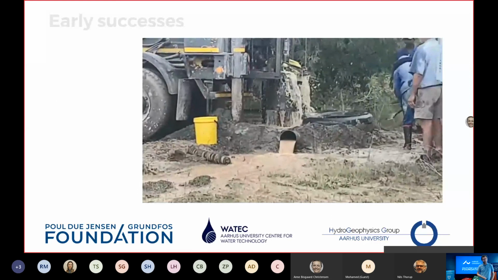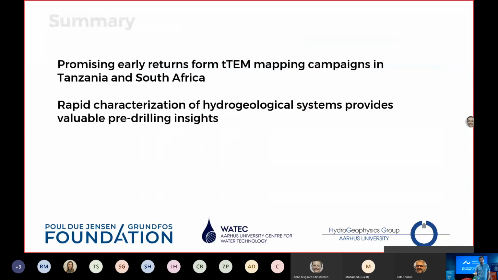If we click forward. Yeah, and just to summarize, I really believe that these types of imaging technologies should become a staple part of the pre-drilling workflows, because effectively it's just risk mitigation. If you have these expensive wells that need to be installed, you could potentially elevate the likelihood of drilling a successful well by doing these kind of rapid, cost-efficient pre-drilling campaigns.